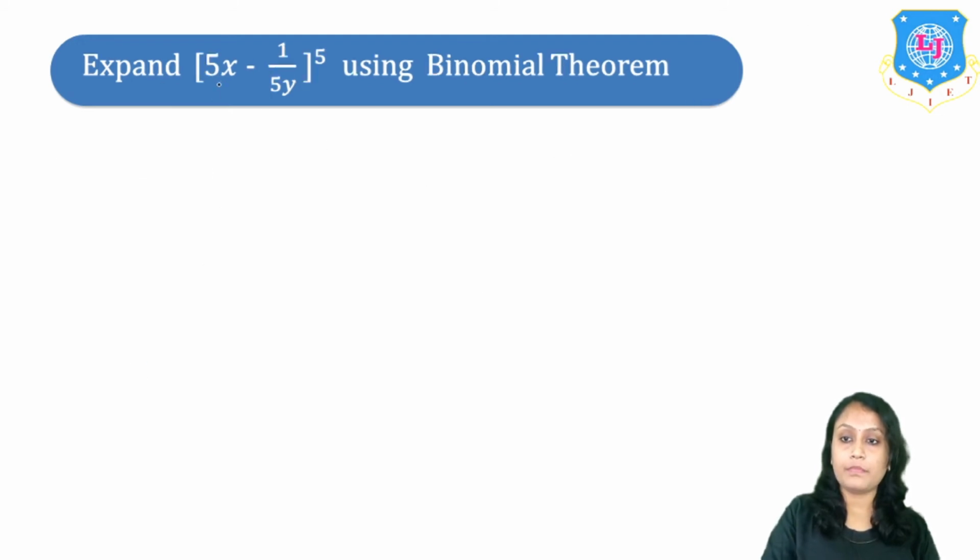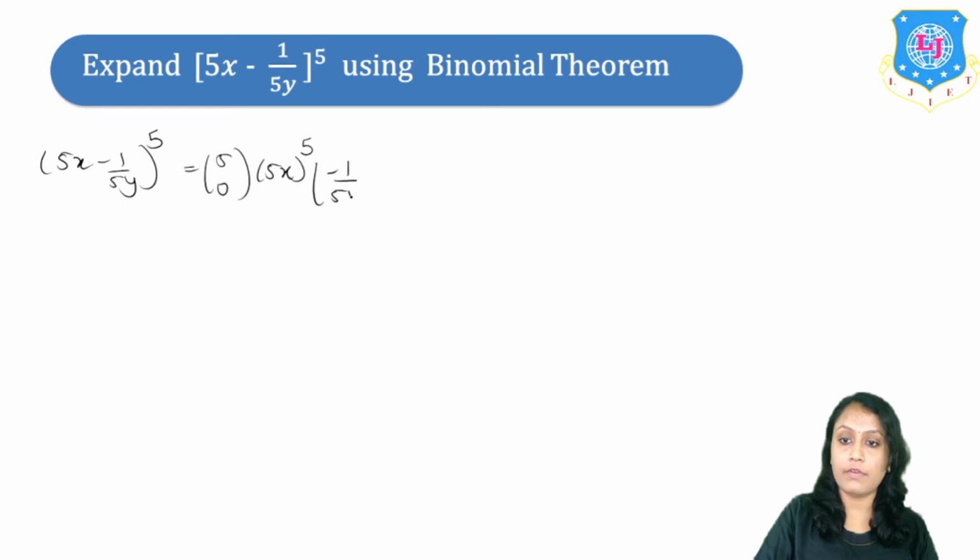Next, (5x − 1/(5y))⁵ using binomial theorem. Now here n is 5. So we'll start from 5C0. The first term is 5x, so give the highest power 5, and this −1/(5y) we will write together. So it is power 0.